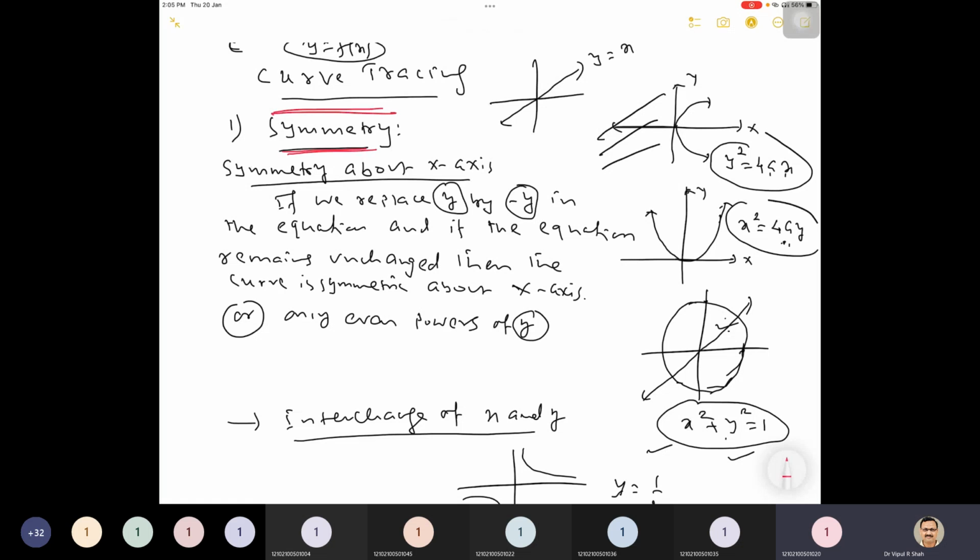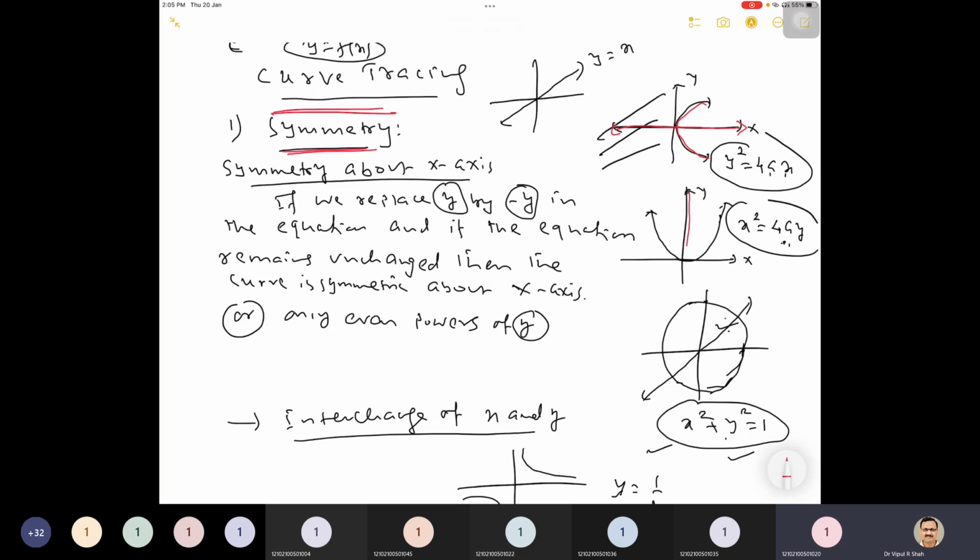Symmetry means what? See, this is the example. Like this is the parabola. Can you say it is a symmetry about x-axis? Yes, sir. The curve above the x-axis and below the x-axis is the same. So it's called symmetry about the x-axis.